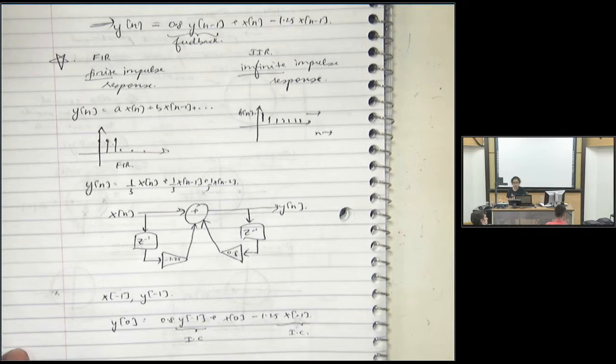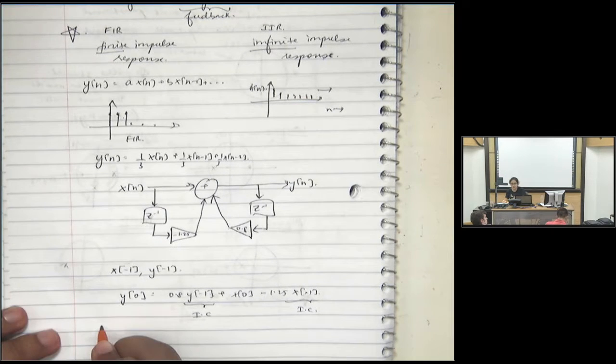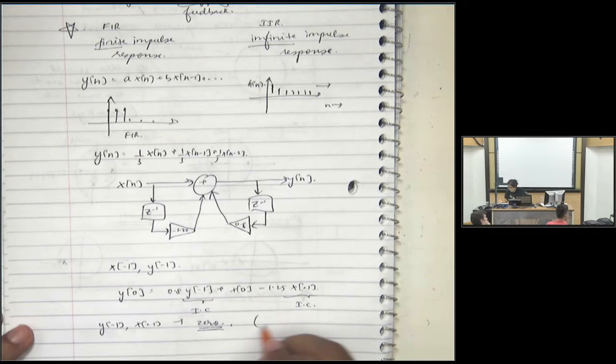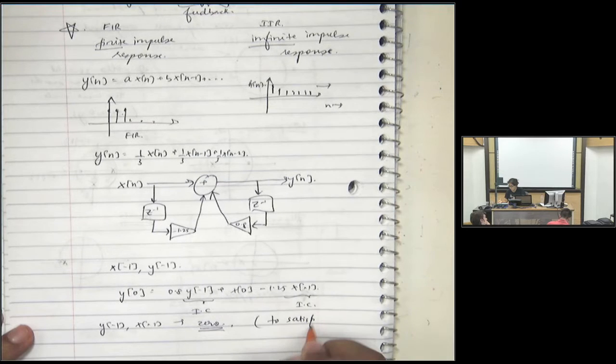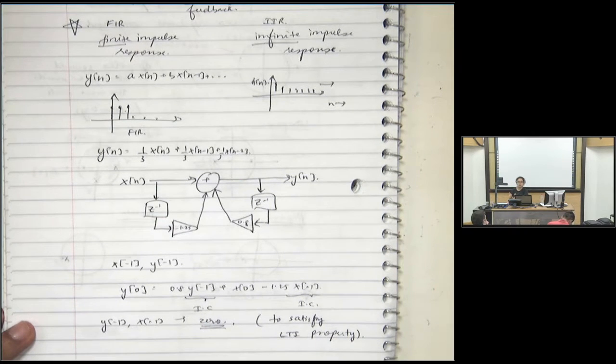And what value should we give to our initial conditions? 0, because we want to satisfy LTI properties. So y of minus 1 and x of minus 1 should be set to 0. Why is that? To satisfy the LTI property. Otherwise, if they're not 0, you'll have a response from your non-zero initial conditions.